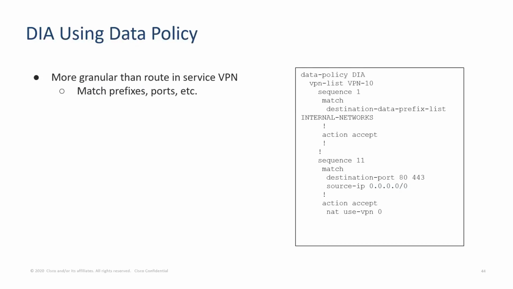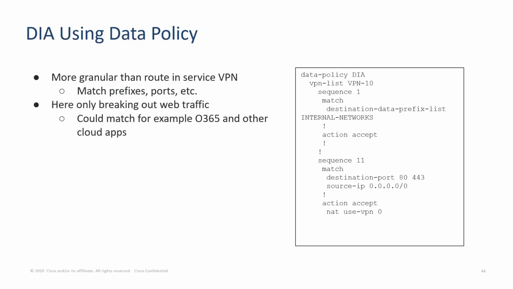That means that you just want to impose the normal forwarding, while in sequence 11, we're matching on destination ports 80 and 443, which is the web traffic. And the action here is accept and then NAT use VPN 0, which means we're going to break out the traffic to the internet transport in VPN 0. So you can match on prefixes, ports, and be much more granular.